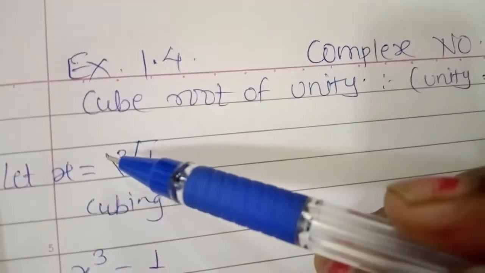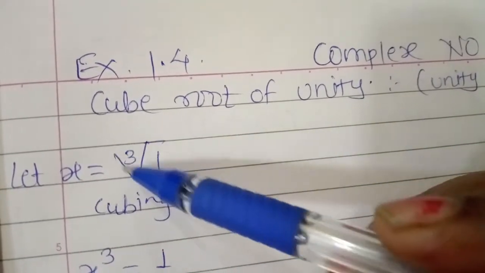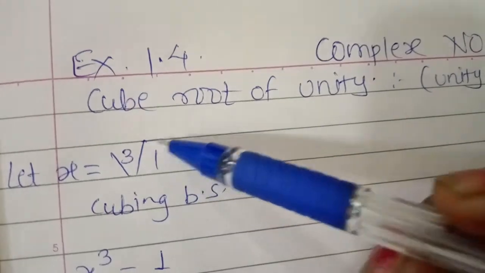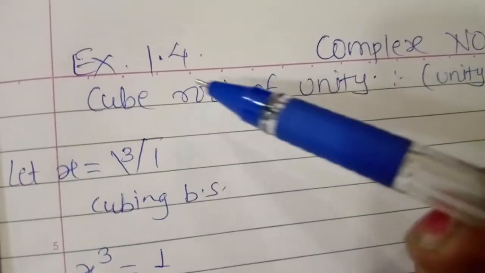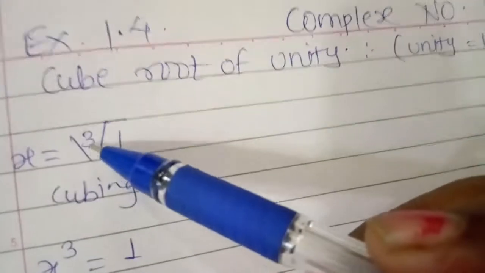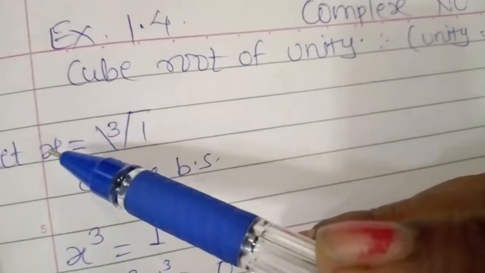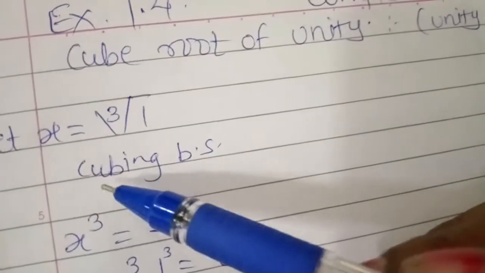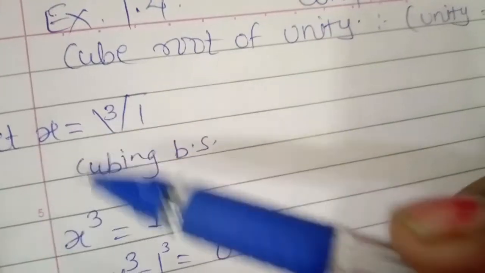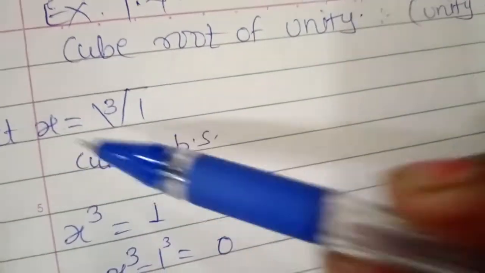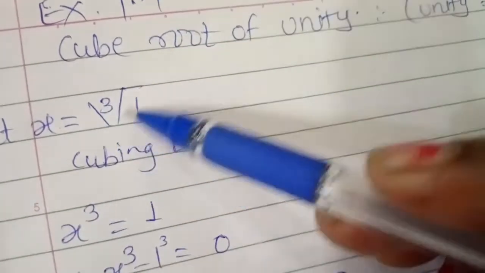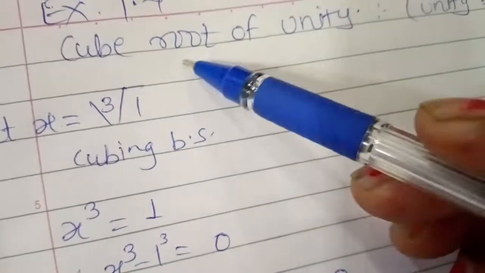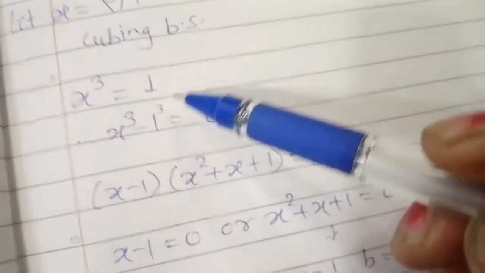So how can we represent it? Cube root is nothing but like this. Cube root of 1, that is cube root of unity. So let us consider that the cube root of 1 is nothing but x. Now cubing both sides, what do we get? Cubing means we take the cube of x simultaneously. The cube and the cube root get cancelled, and so we get 1. So here we get x cube is equal to 1.